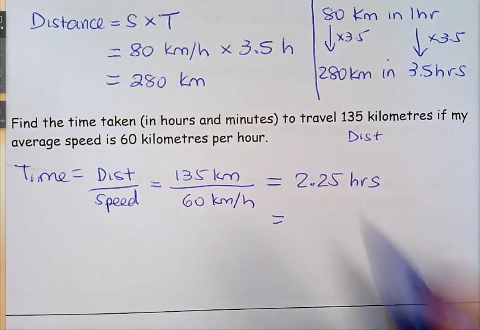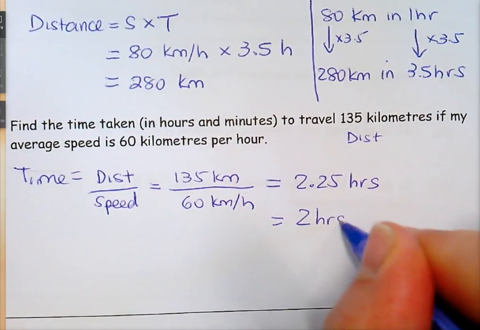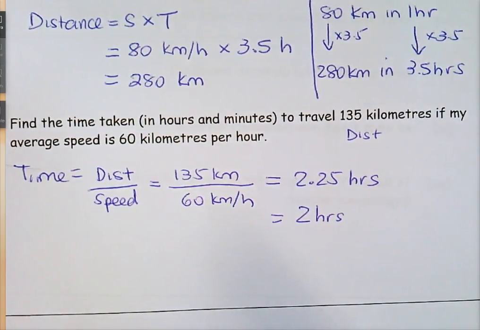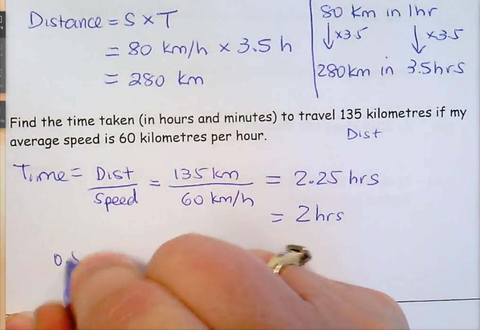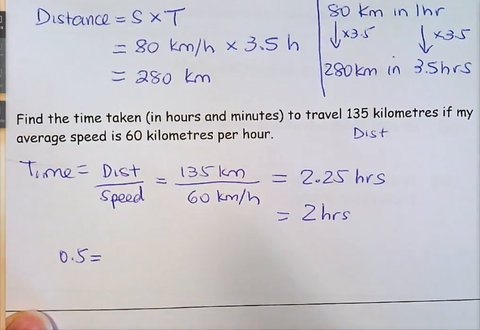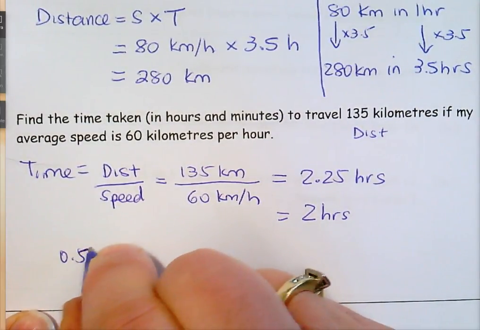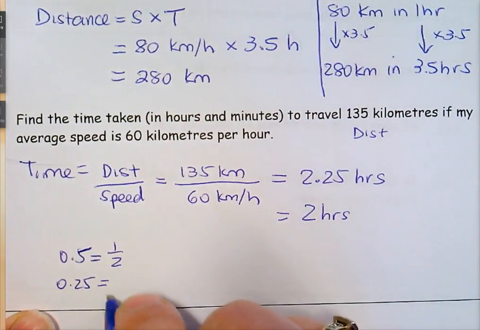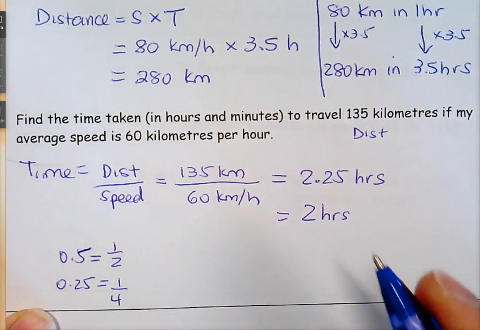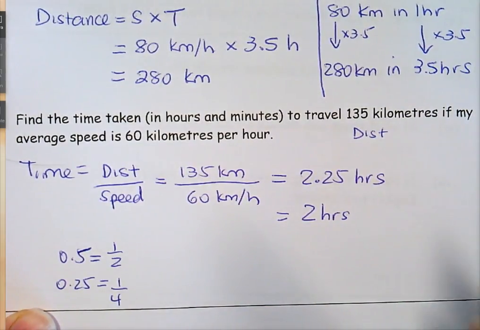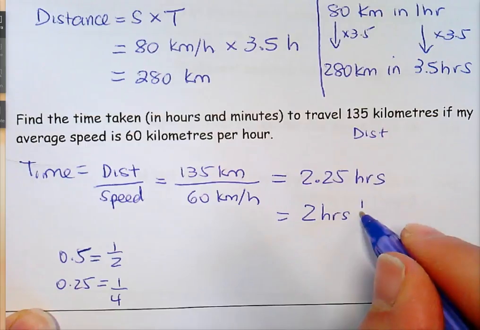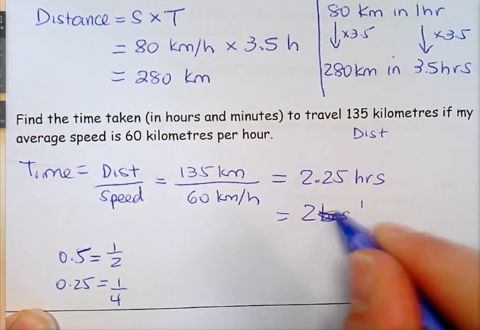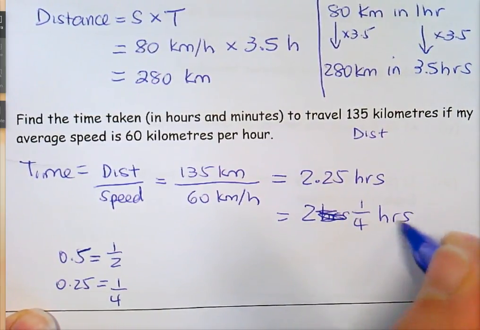Nearly. Oh, two. So that's 2 hours. Girls, what would 2.5 hours be? 2.5. What's 0.5 as a decimal? What's 0.5? A half, a quarter, or 3/4? A half. 0.5 is a half. 0.25 is a quarter. I said that. Good girl. So 2 hours and a quarter. So we've got 2 1/4 hours.